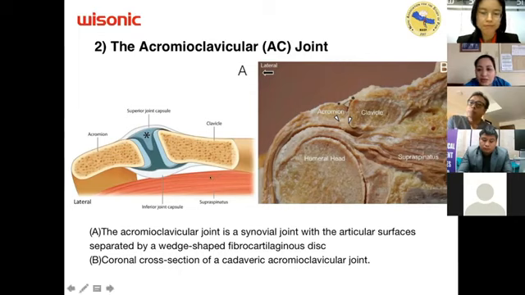This is a coronal cross-section of the cadaveric acromioclavicular joint. What I would like you to focus on in these pictures is that this is the acromioclavicular joint. If you look carefully, just below the acromioclavicular joint is the subacromial subdeltoid bursa. And just below that bursa is your supraspinatus muscle. So if you put your needle in too deep, it's very easy to deposit your drug in the bursa or into the supraspinatus muscle. So you have to be careful that you don't introduce your needle too deep.